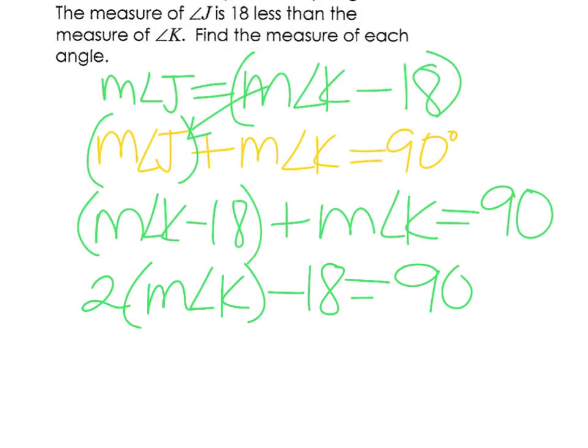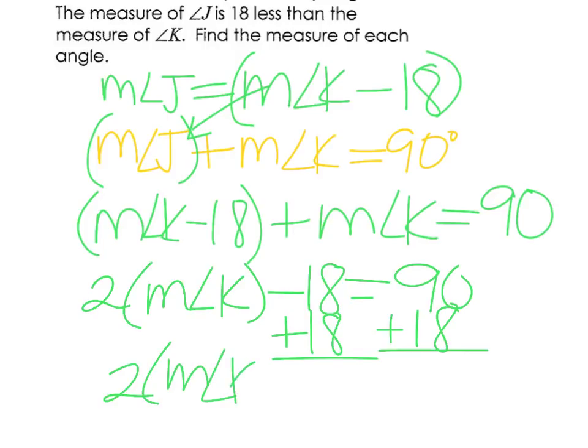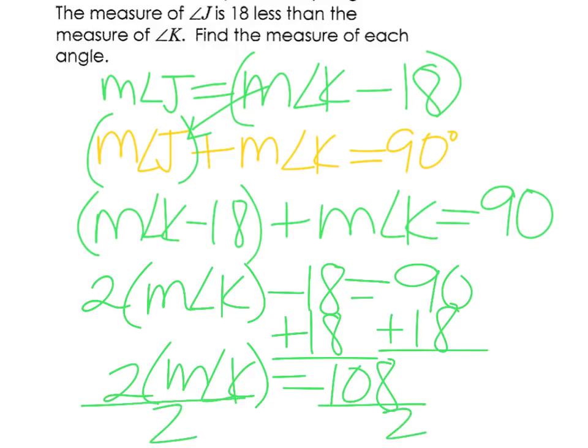Now, we're solving for the measure of angle K, so add 18 to both sides. 2 times the measure of angle K equals 108. Now we want to divide by 2. So 108 divided by 2 is going to give us 54. So the measure of angle K equals 54 degrees.